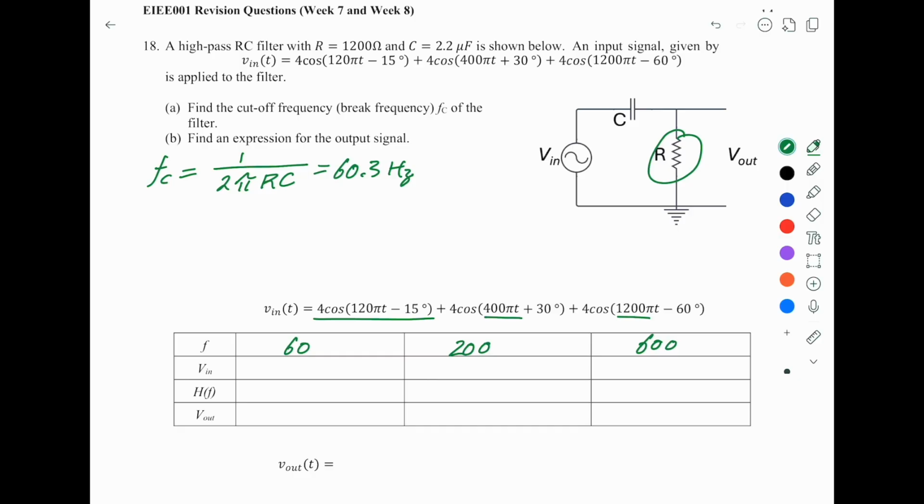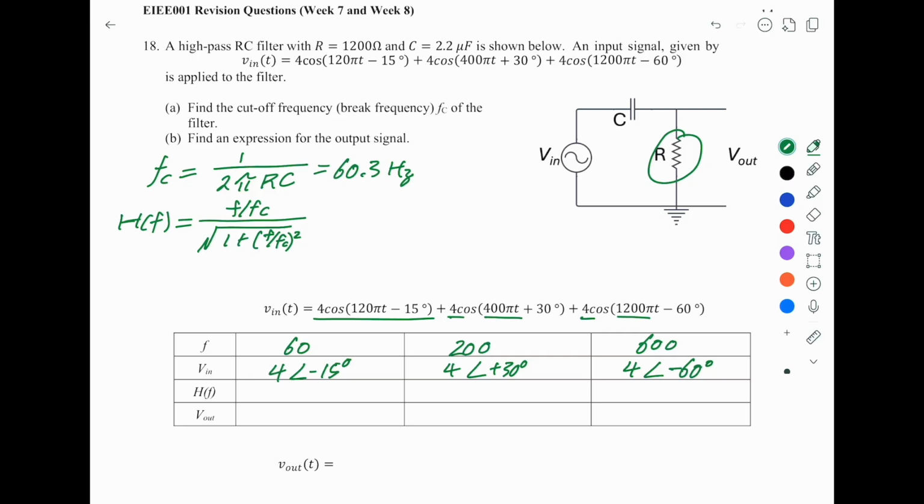The phasor for the input term by term, 4 minus 15. The second term, 4 plus 30 degree. The last term, 4 minus 60 degree. Now we need to calculate the transfer function. I just want to recall, for the high pass filter, the transfer function is equal to F over Fc over square root of 1 plus F over Fc to the power of 2.